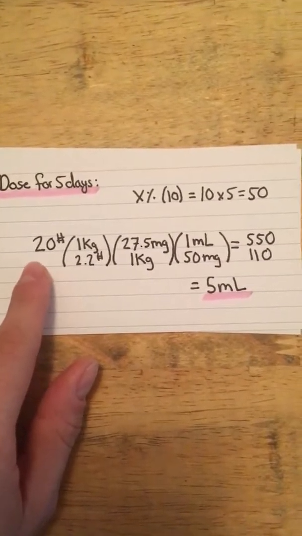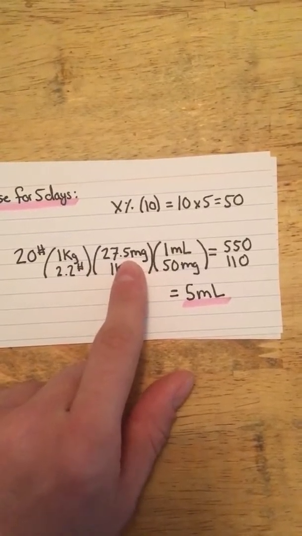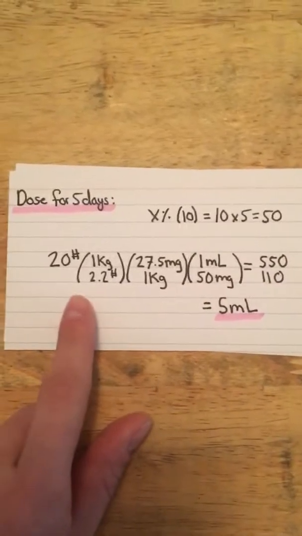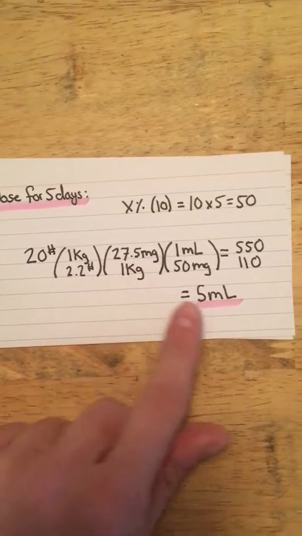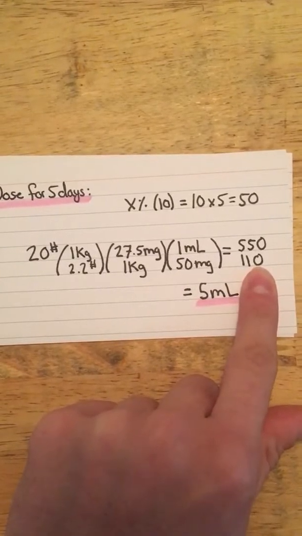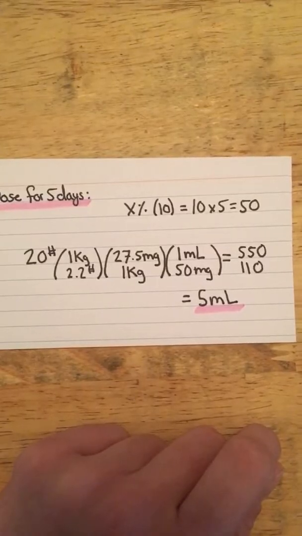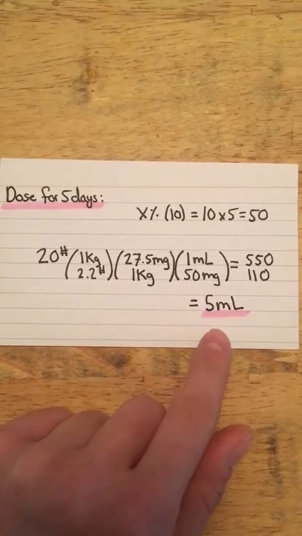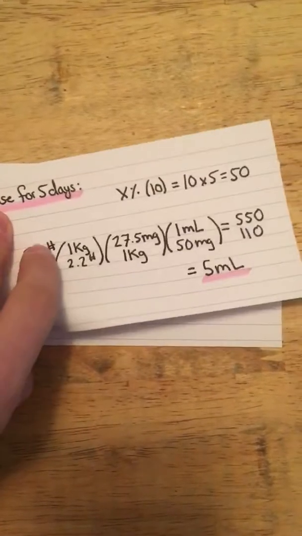So we're going to do the same thing again. We're going to take 20 times 1 times 27.5 times 1, which gives us 550. Then we're going to take our denominators, which is 2.2 times 1 times 50, which gives us 110. So if we take 550 divided by 110, we get 5 mLs. The client is going to be instructed to give the patient 5 mLs every 24 hours for the next 5 days.